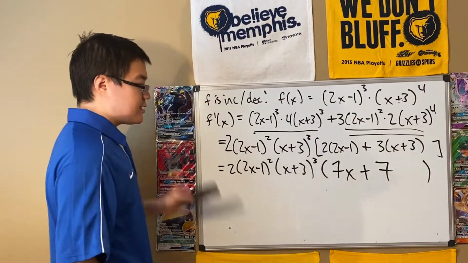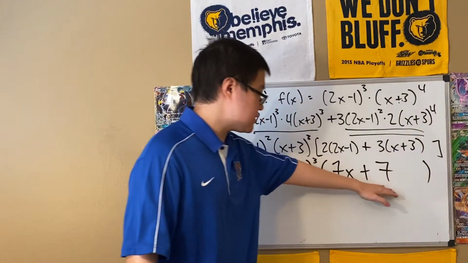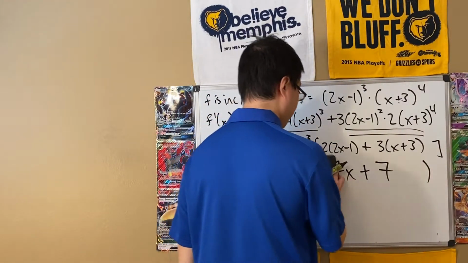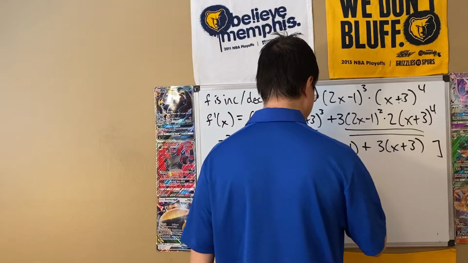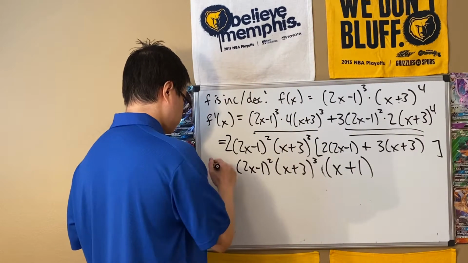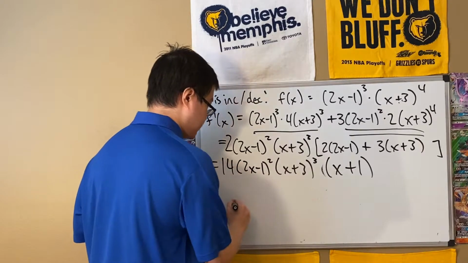But notice that this is actually pretty nice. Let's actually just take out a 7, and we actually don't have any fractions anymore, which is sort of a minor miracle, really. So we're going to take out a 7, so this is going to be x plus 1, and then this is going to be 14. So now we are ready to draw the sine chart.